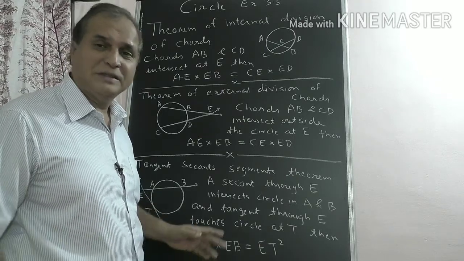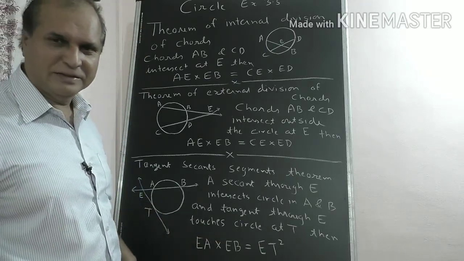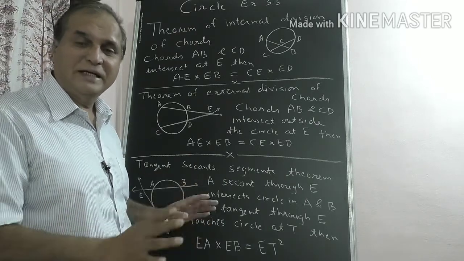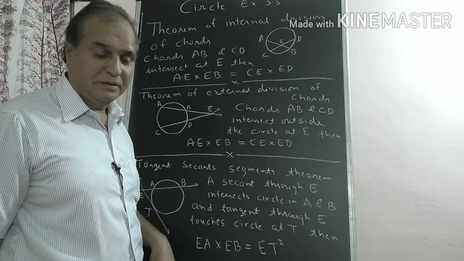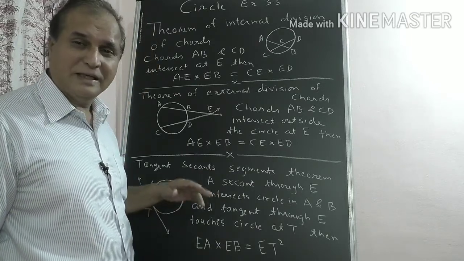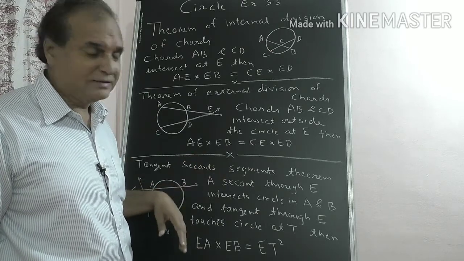Not all chapters have proofs, very few chapters: Similarity, Pythagoras, circle. Those we will finish at a time, later on. So we will study the first theorem. I am just explaining the application of that.